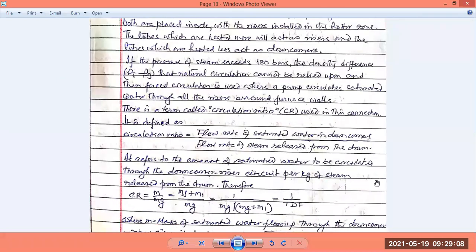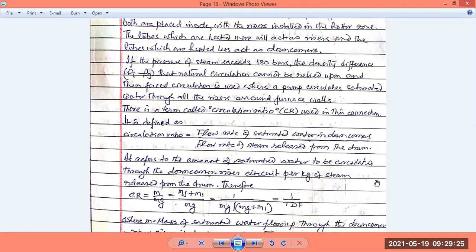Now there is a term defined as circulation ratio, or CR, used in this connection. The circulation ratio is the flow rate of saturated water in the downcomers divided by the flow rate of steam released from the drum itself.